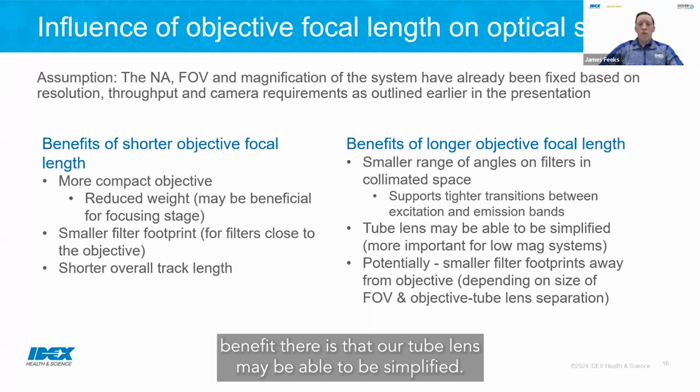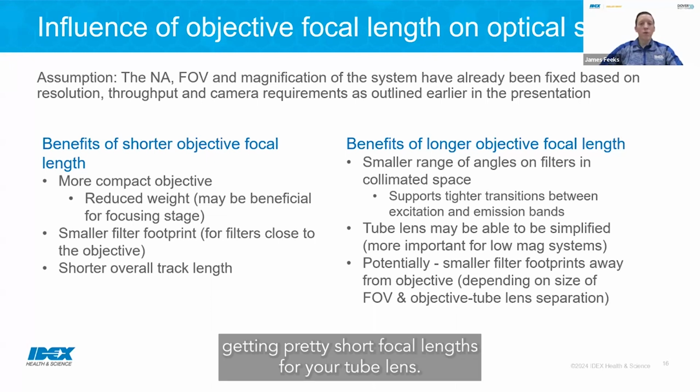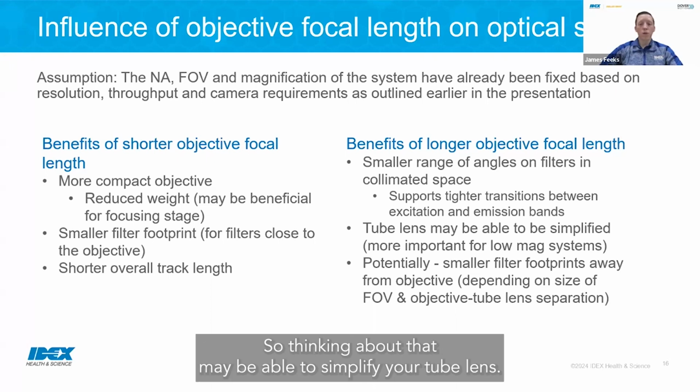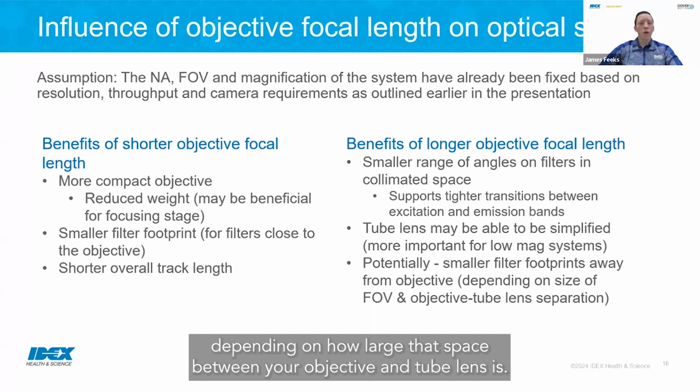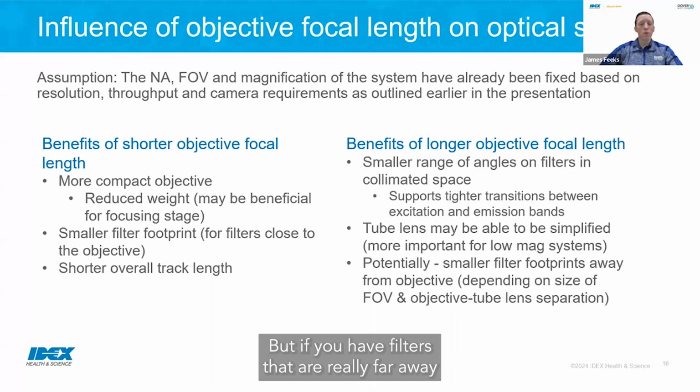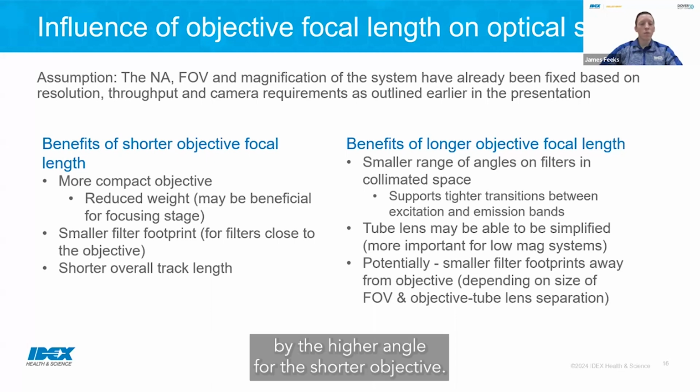The next benefit is that our tube lens may be able to be simplified, and this is especially important for low mag systems where you could be getting pretty short focal lengths for your tube lens. And then the last one is a case-by-case basis, depending on how large the space between your objective and tube lens is. But if you have filters that are really far away from the objective, the footprint on the filter could start to be dominated by the higher angle for the shorter objective. So that's something to think about as well.